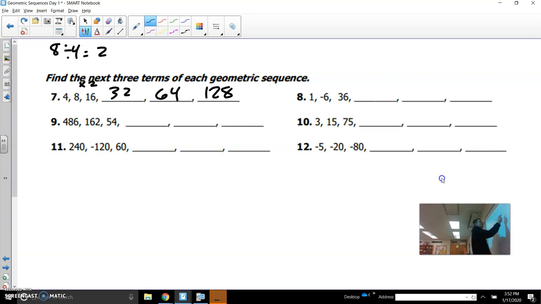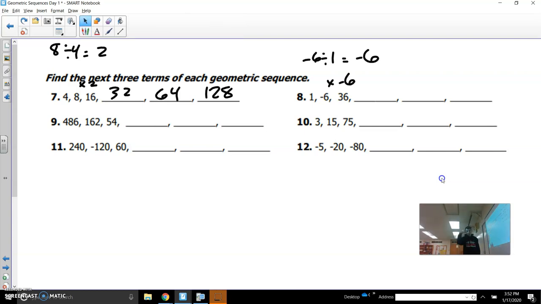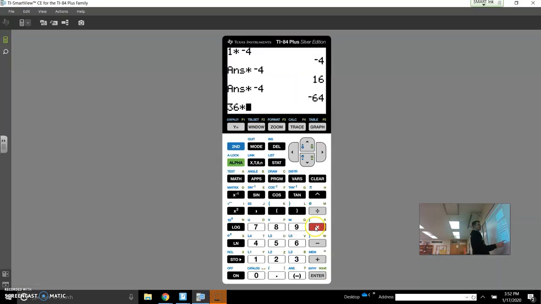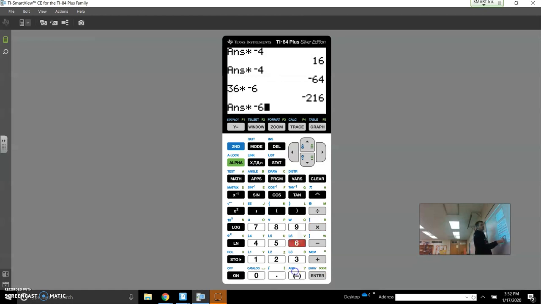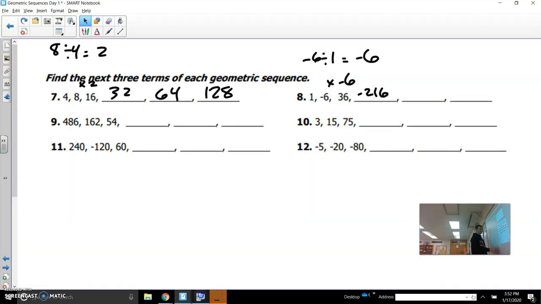Similarly, in the next one, negative 6 divided by 1, that's negative 6. And so we're using multiplication of negative 6 to get throughout the sequence. So let's take that last number, 36, and multiply by negative 6. You get negative 216. We're going to multiply that by negative 6 to get positive 1296.